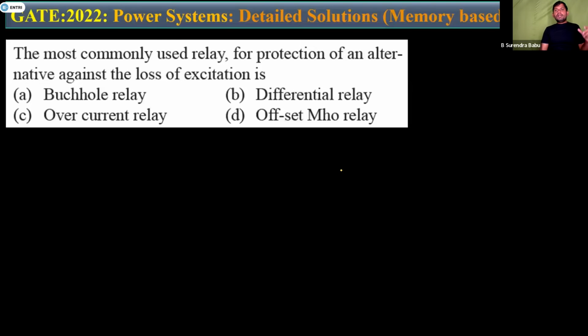Next. The most commonly used relay for the protection of an alternator against the loss of excitation. It's a repeated question in all the competitive exams. Which relay is used for protection against the loss of excitation? For protection against loss of excitation, which relay is preferable, students? We can use the offset mho relay.